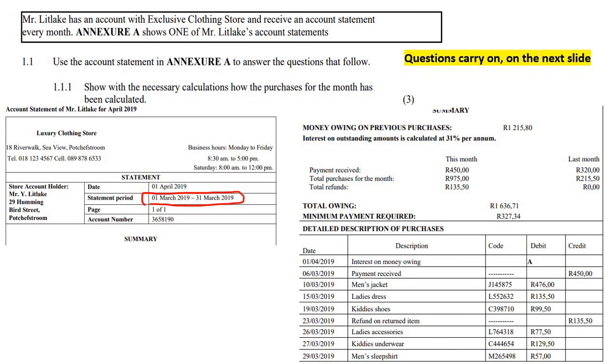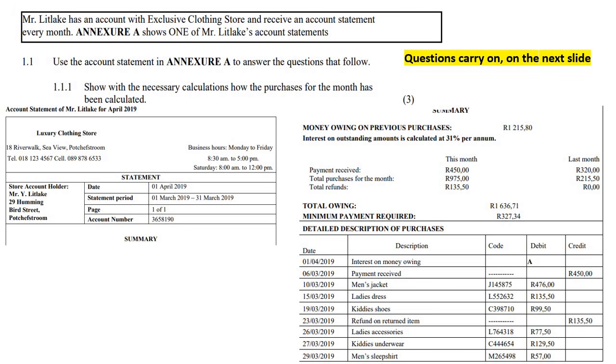And when did they send this to Mr. Litlake? On the 1st of April. So what the shops do is they allow you to spend money at the shops if you have an account with them. So in March, you can spend money. Then on the 1st of April, they're going to send you a statement and try to summarize everything that happened and how much money you now owe them because you were using an account.